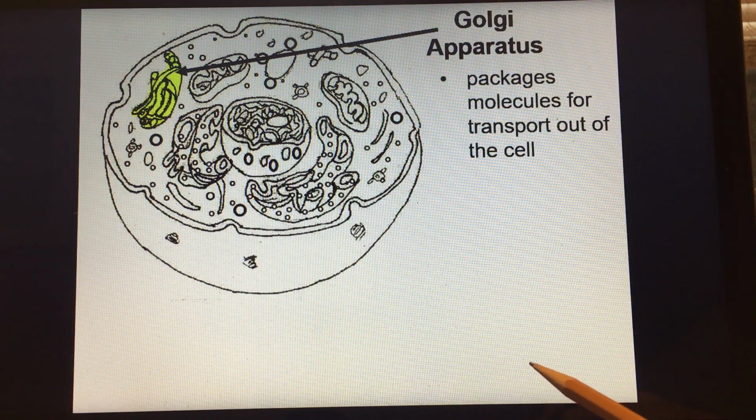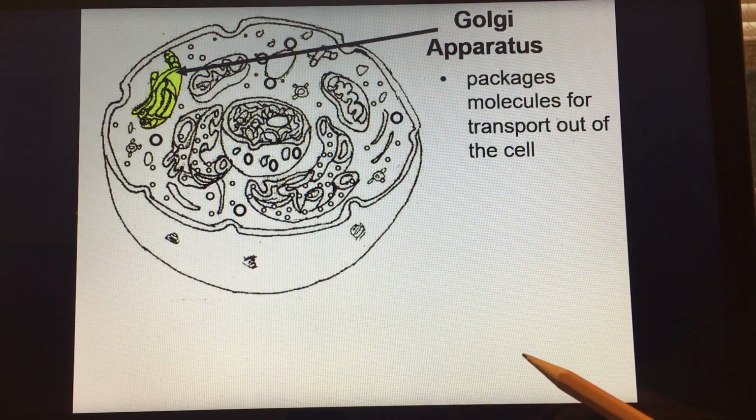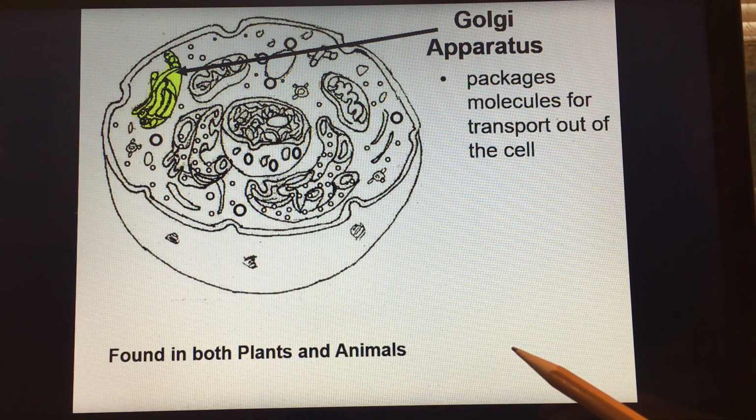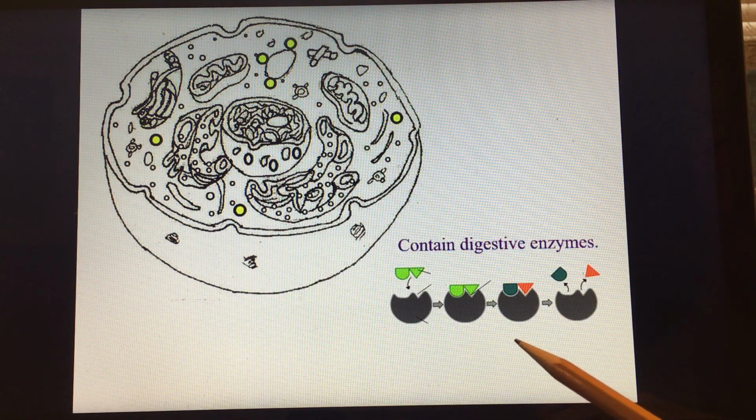And the reason that it's close to the cell membrane is because it packages molecules for transport out of the cell. And most often, those molecules that it's packaging are proteins that are being excreted from the cell. And they are found in both plant and animal cells.